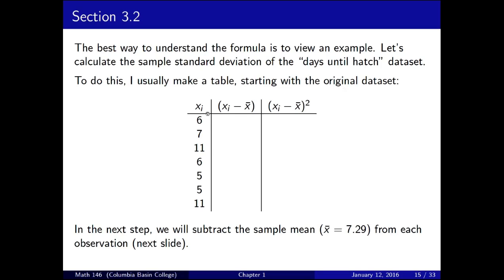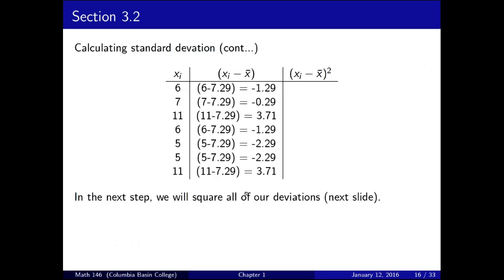I start by making a column of just my observations. You'll notice in the formula there's a component that is all the little x_i minus x bar, squared. So what does that mean? Well, you start with each of your data points, say x1, x2, x3, so I put my whole data set in the first column. Now, order of operations says the next thing I need to do is subtract the mean from each observation. The sample mean was 7.29. So in the next slide, I'm going to take that sample mean and subtract it from each observation.